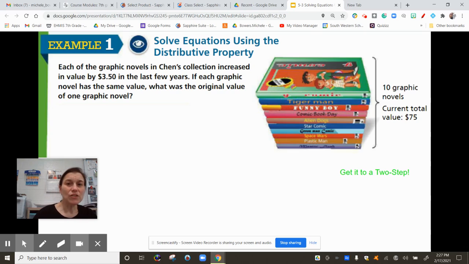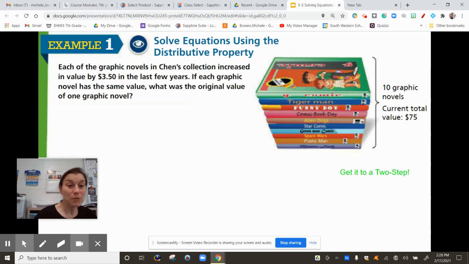So here's a situation with Chen and his graphic novels. Each one of the graphic novels in Chen's collection increased in value by $3.50 in the last few years. I'm going to read this correctly. If each graphic novel has the same value, what was the original value of one graphic novel?